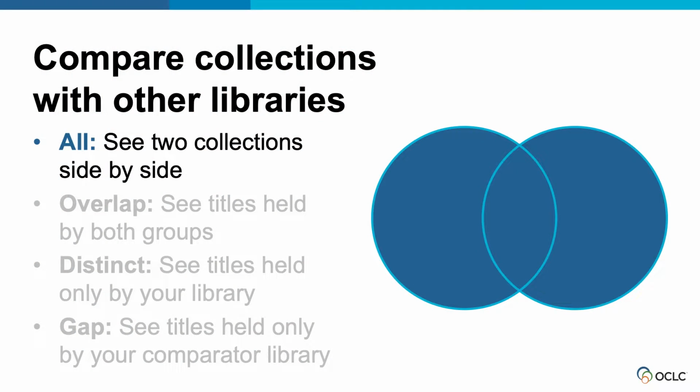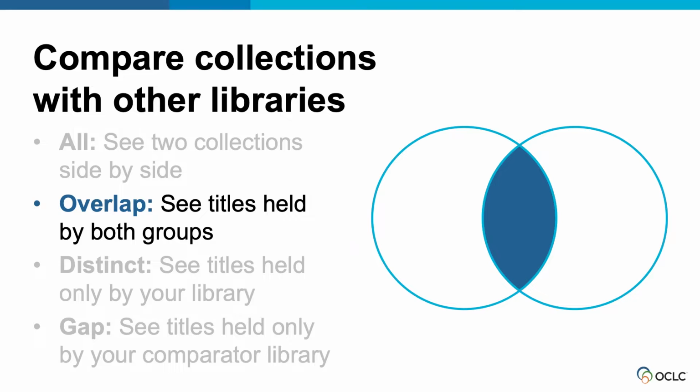At its heart, this tool is about comparing your collection to those of other libraries. My colleague Sean Duffy is going to give you a demo in a moment, but I just want to go through the four main analysis types. So it's fairly simple. The all collection analysis lets you see two collections side by side. How does your collection stack up with those of selected peers? Where does it fit in a consortial context?